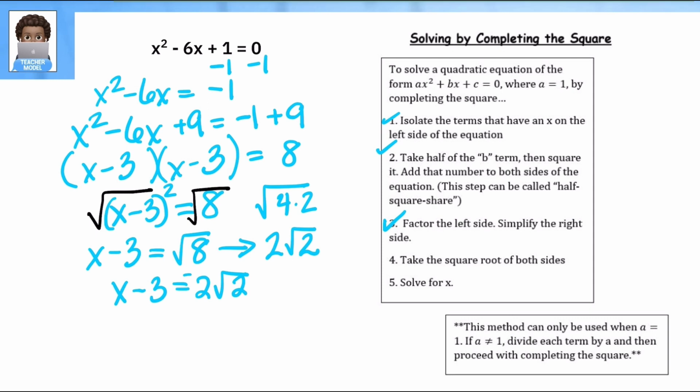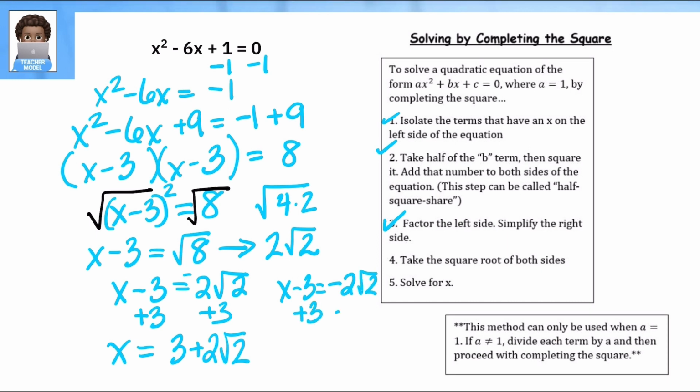And this would either be a plus or a minus. So let's say this is the positive case, and I would add 3 to both sides. So x would equal 3 plus 2 square root 2. And let's look at the alternate case. X minus 3 is equal to negative 2 square root 2. Now we'll still add 3 and get x is equal to 3 minus 2 square root 2. Okay, so these are 2 solutions for x.